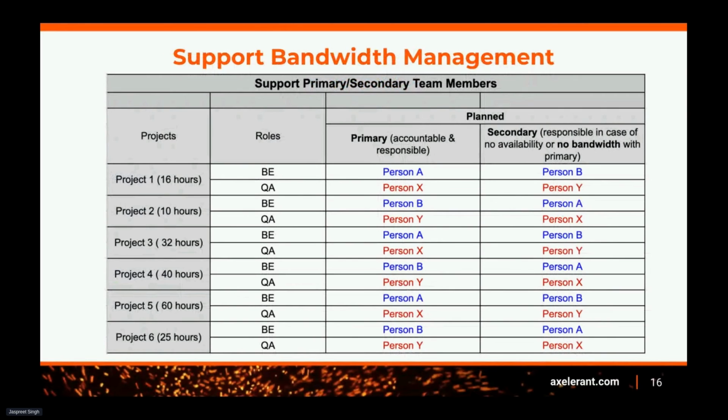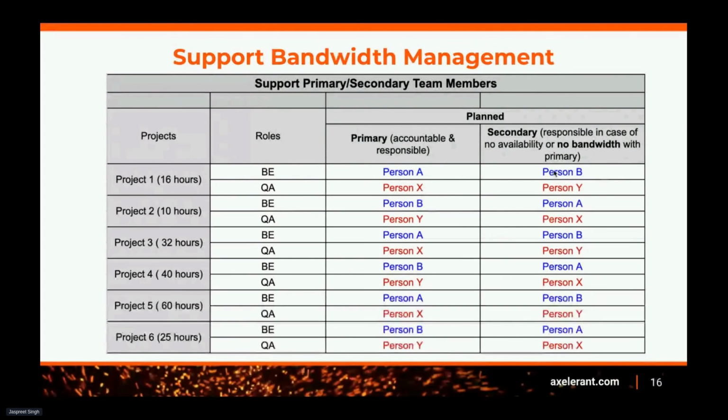This is a very interesting slide for support bandwidth management. Here you can see that we have around 6 projects with a different number of hours. For a single project, one is BE, meaning backend developer, and the second one is QA, quality assurance. We need to maintain the sequence: person A will be the primary person, and person X from the QA team will be the primary person.